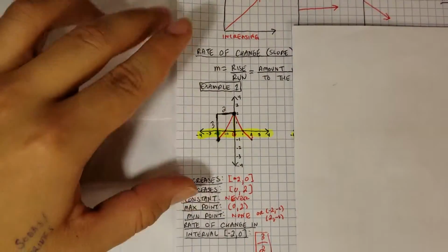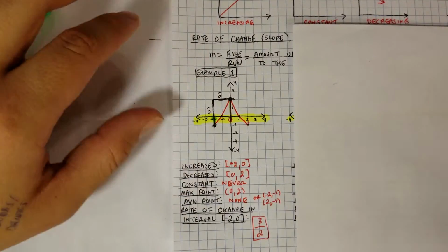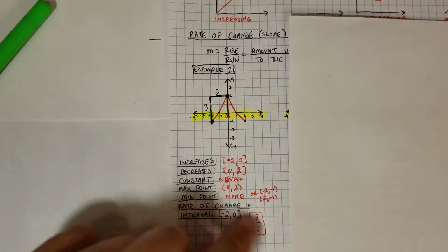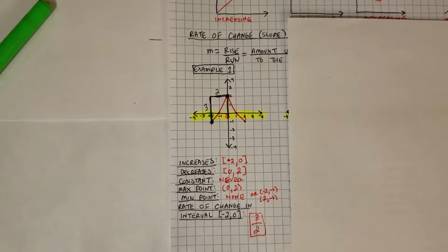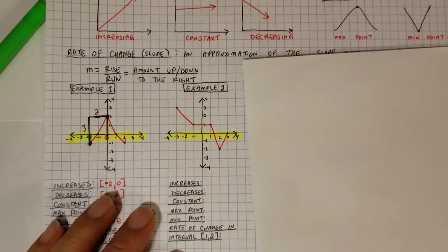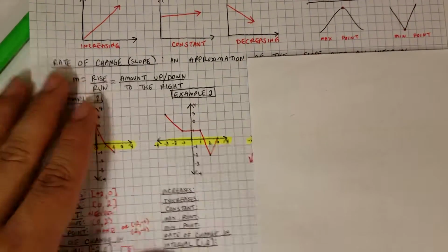And that'll be my rate of change in the interval -2 to 0. Okay. They could have asked us for any other interval, but in terms of this example, we could just leave it at that. All right, example number 2, real quick.